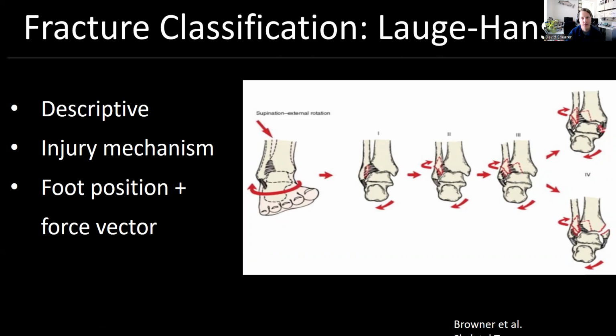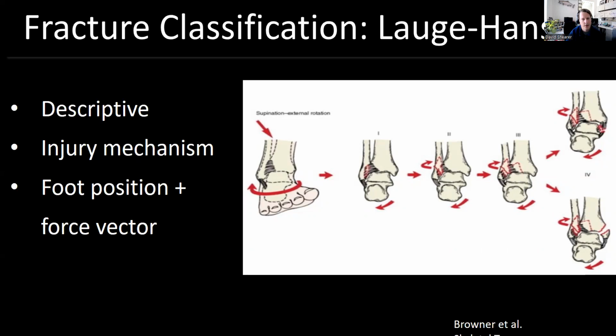The other common classification is the Lauge-Hansen system. I'm not going to go into a lot of depth on this system because I think it can be a bit confusing and monotonous to review in great depth. But I would encourage those that are interested in treating these injuries to try to learn this at a greater depth, because I do think if you can really understand the Lauge-Hansen system, your depth of understanding of ankle fractures and their treatment will be improved.